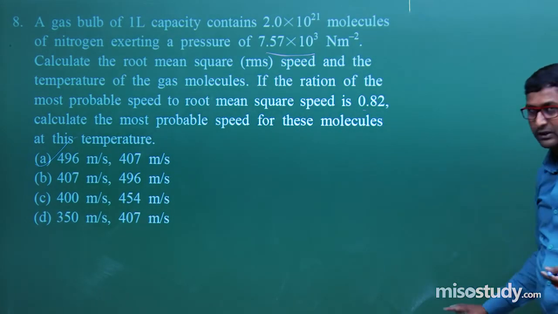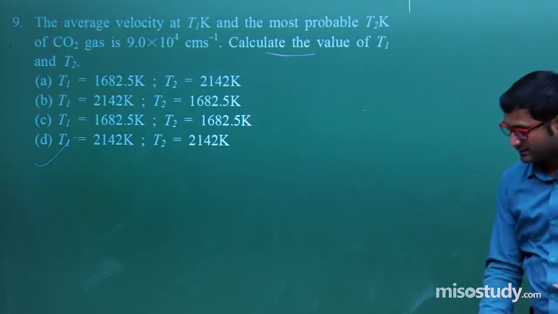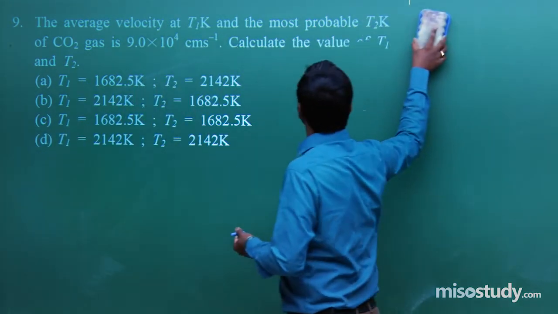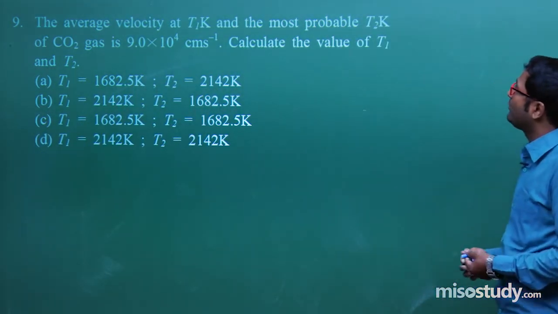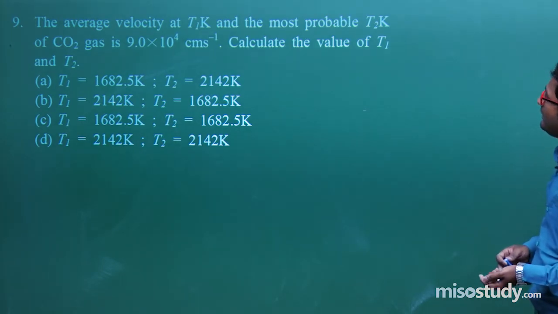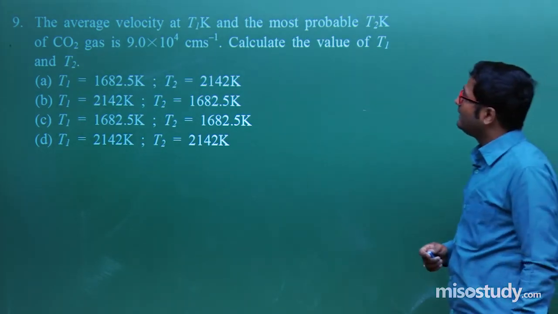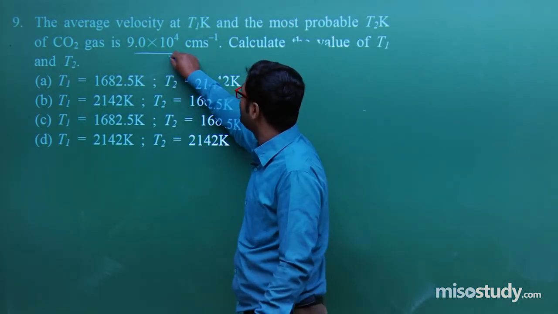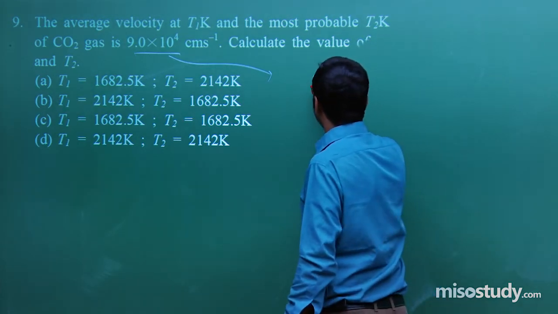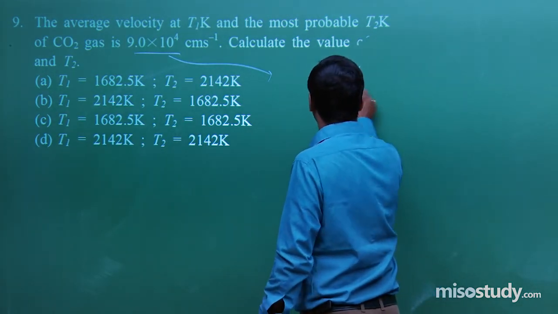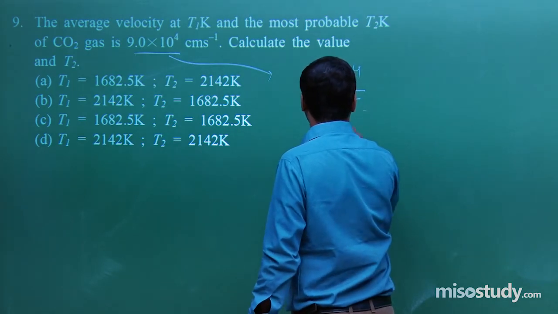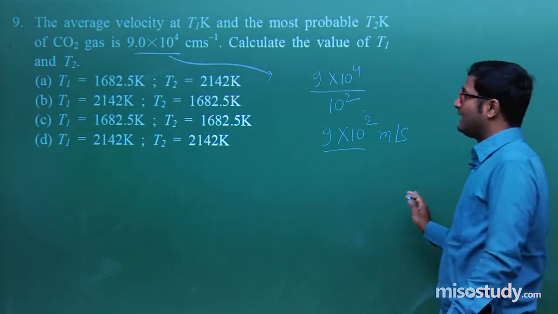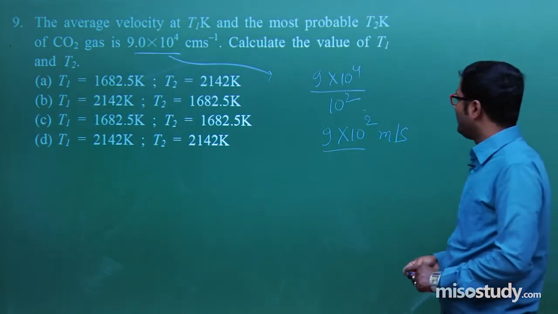What is the next part of the question? Check it out. This is the question. Now it's very simple. The average velocity at T1 Kelvin and the most probable at T2 of CO2 gas is 9 into 10 to the power 4 centimeter per second. First of all, we have to change it into the standard value. 9 into 10 to the power 4 divided by 10 to the power 2, that is 9 into 10 to the power 2 meter per second. Clear? This is the expression, centimeter into meter.